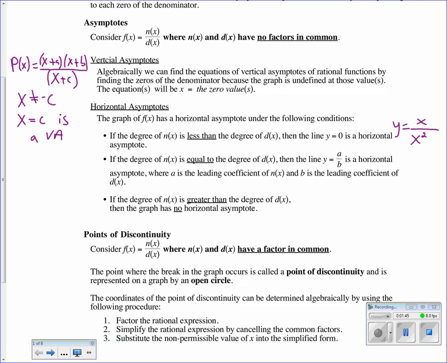If the degree of the numerator is equal to the degree of the denominator, for example, ax cubed over bx cubed, with coefficients like a and b, then we saw that the line y equals a over b is a horizontal asymptote. And if the degree of the numerator is greater than the degree of the denominator, for example, y equals ax to the 4 over bx cubed, then there is no horizontal asymptote. The graph will continue on and on forever.